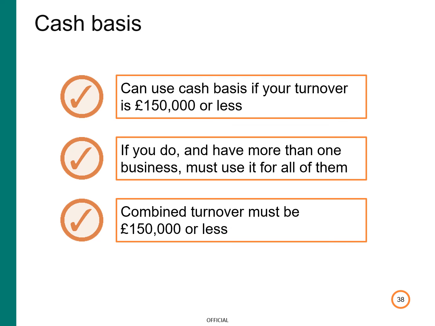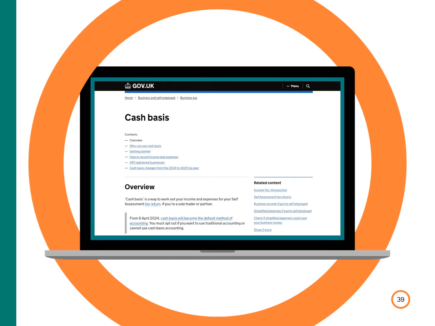You can choose to use the cash basis if your annual turnover is £150,000 or less. If you do and you have more than one business, you must use cash basis for all of them. The combined turnover from them must be £150,000 or less. There are some businesses that can't use cash basis, and it may not suit your business as it does restrict claims to some expenses. You can find out more about using the cash basis on gov.uk.